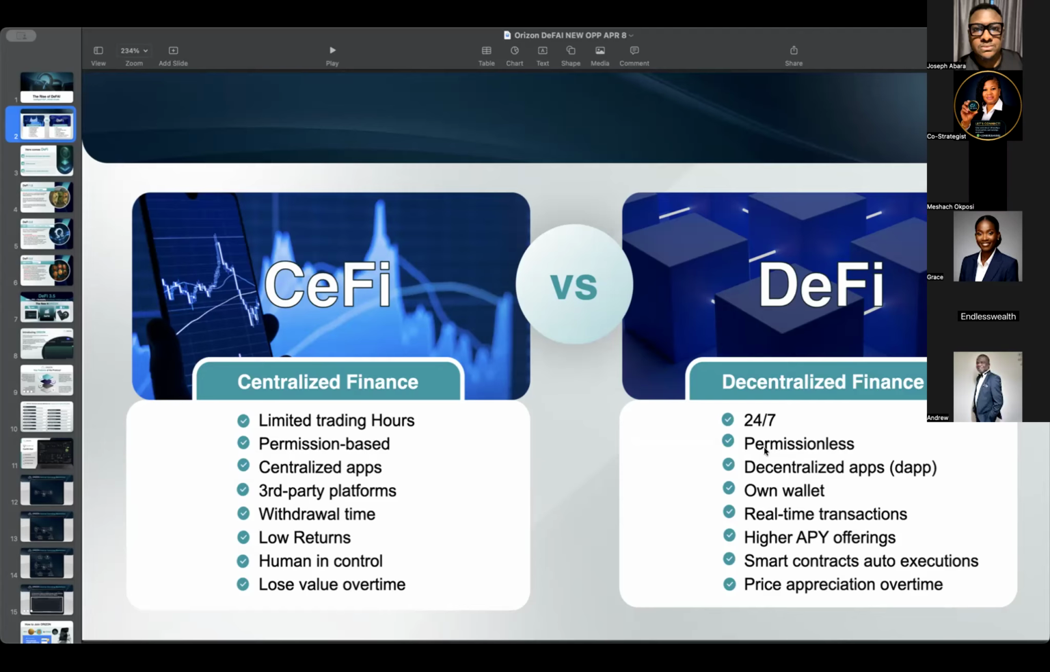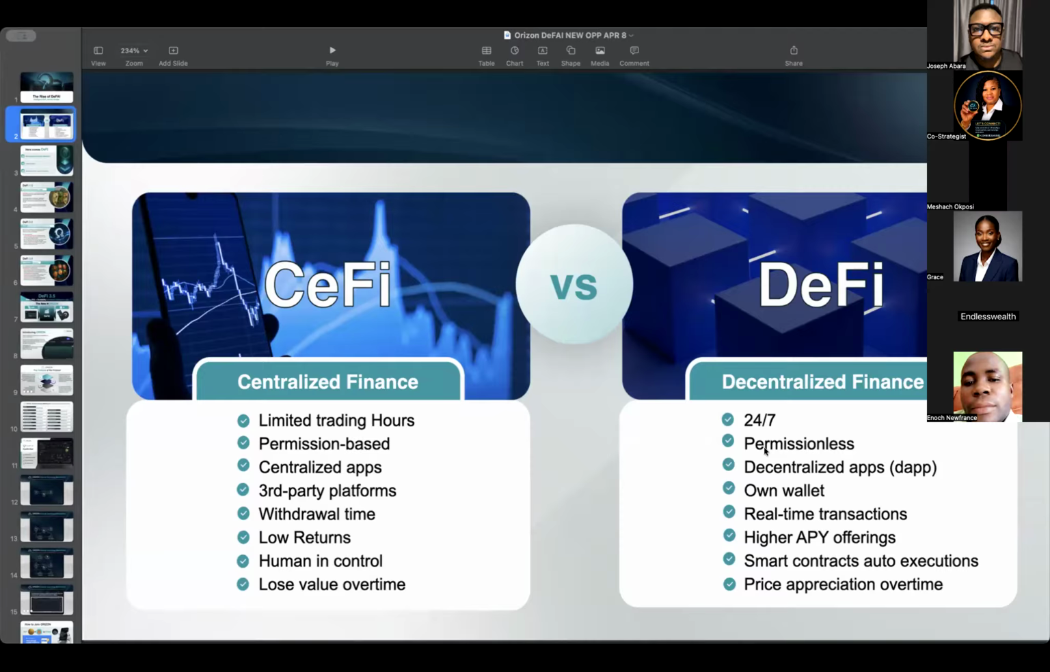The first one that is very important is that on centralized finance, you have what we call a permission-based system. To use a centralized solution, you must have certain qualifications. For example, to use the bank, you need to have an ID card. You need to provide BVN, NIN, email. You need to provide certain information. You must do what is called KYC to use centralized solutions.